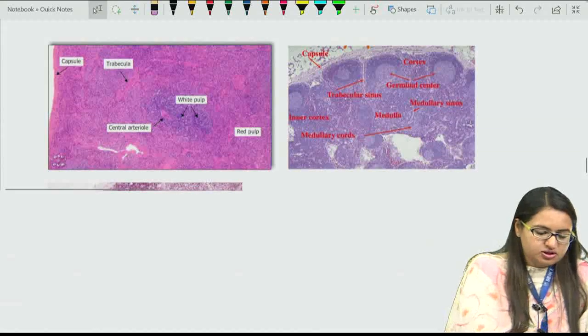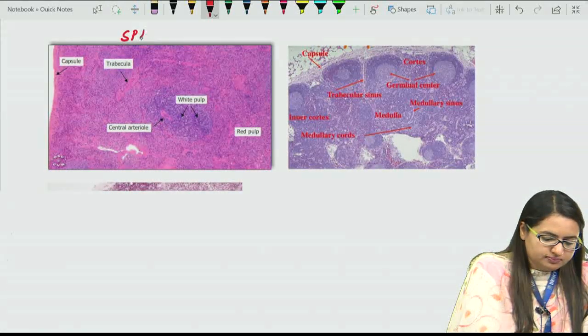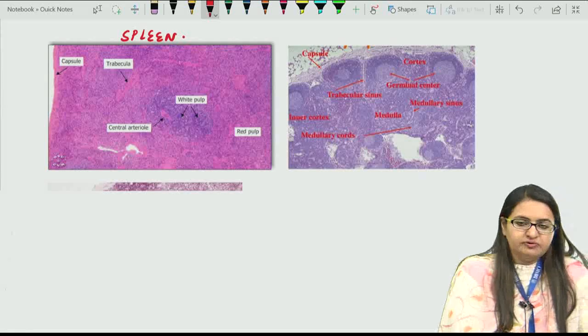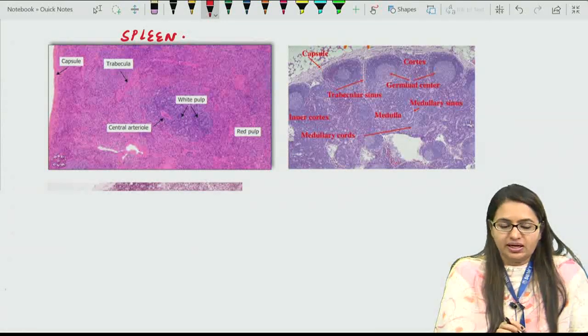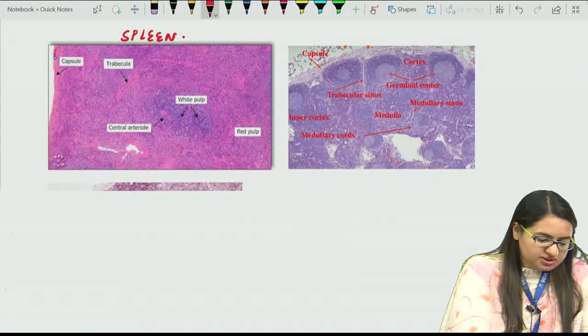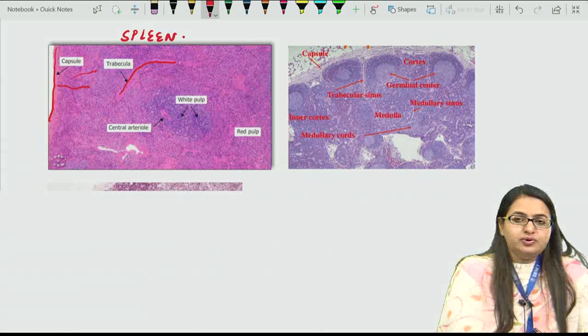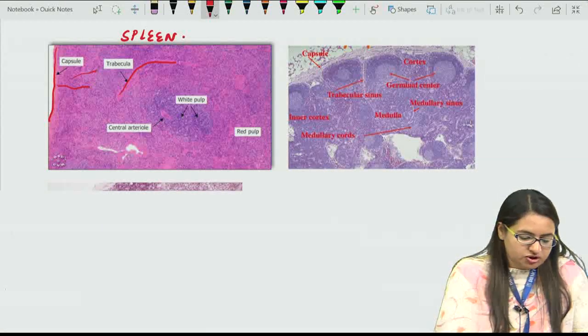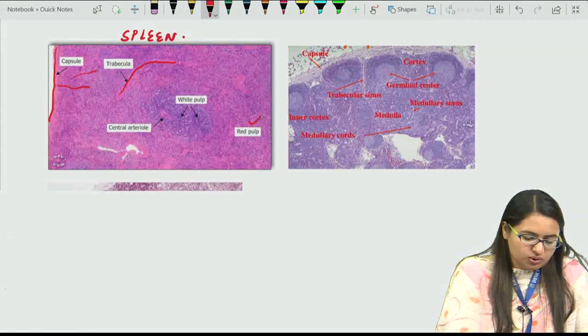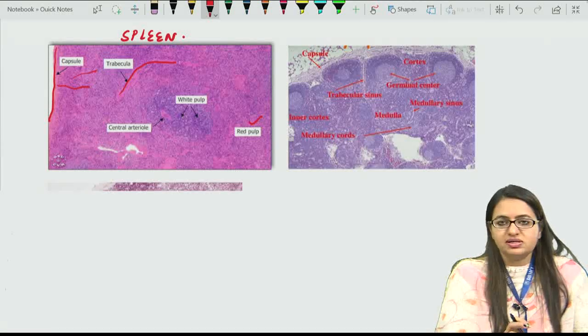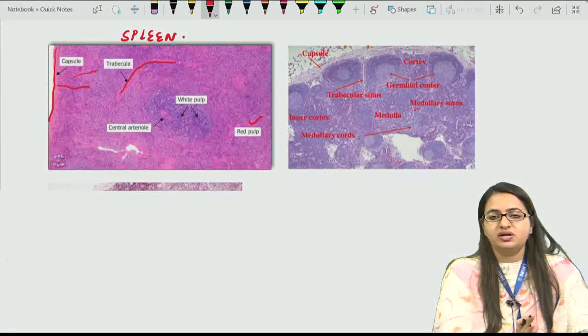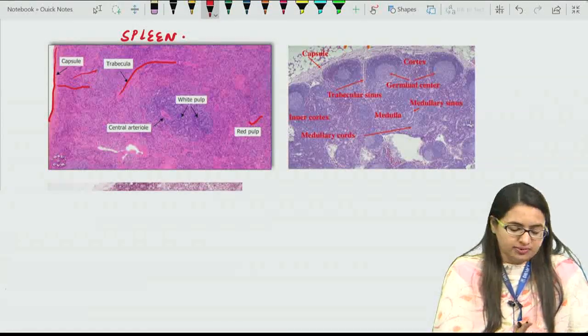Now this is the histological picture of the spleen. Within the spleen, we have the red pulp and the white pulp. On the outer side the capsule is there, and it sends trabeculae present over here. The red pulp is the portion over here. This whole is the red pulp having the splenic cords, that is the cords of Billroth, and in between we have the splenic sinusoids filled with blood.